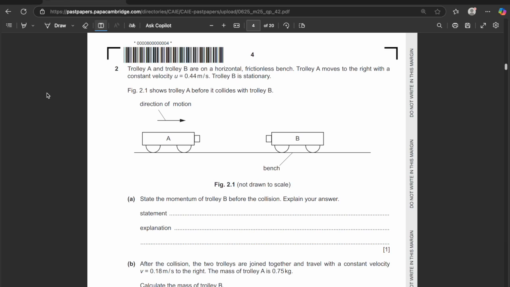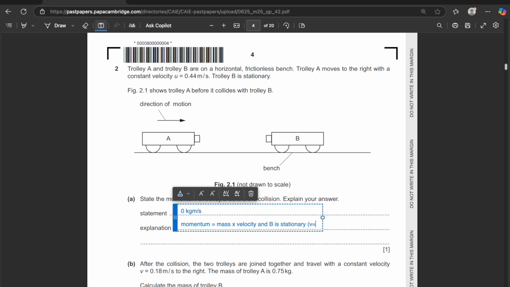A. State the momentum of trolley B before the collision. Explain your answer. It says it is stationary, which means there is no velocity, and momentum is the product of mass and velocity. Oh wait, sorry, it says state the momentum first. So 0 kilograms meter per second. And the explanation is: momentum is equal to mass times velocity, and B is stationary, so v is equal to 0.